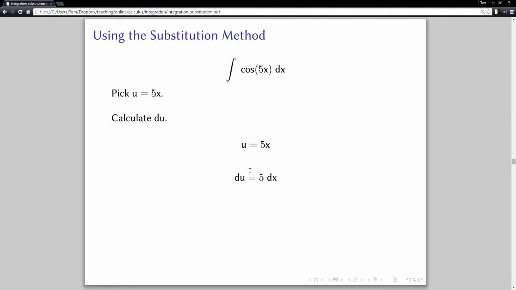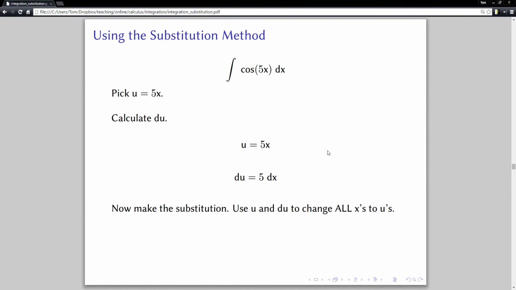Okay, so whatever your substitution is, take the derivative of both sides. So the derivative of u is 1, and then put du here. Multiply that by du. The derivative of the right-hand side, 5x, is 5, and then tack on this dx here, okay? And then hopefully you'll see in a minute here how we use that du and the dx.